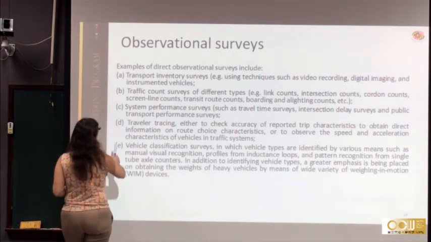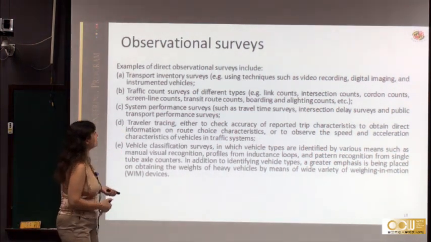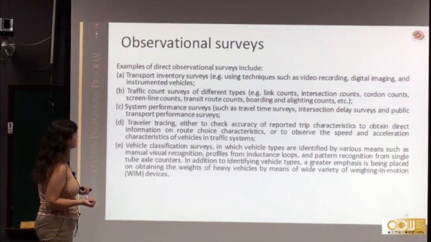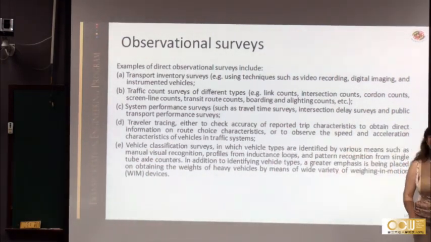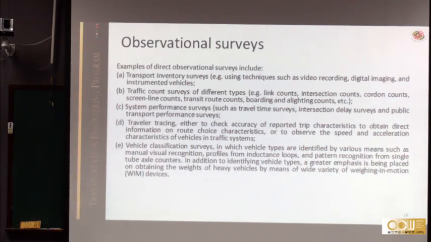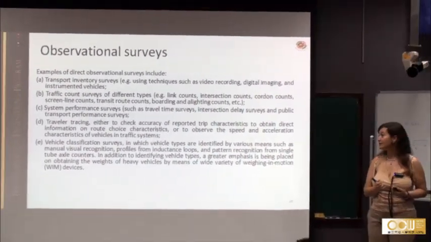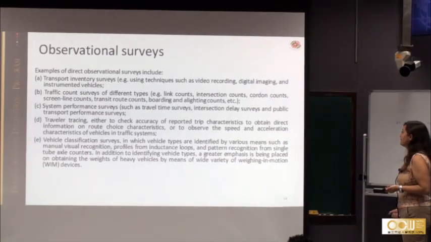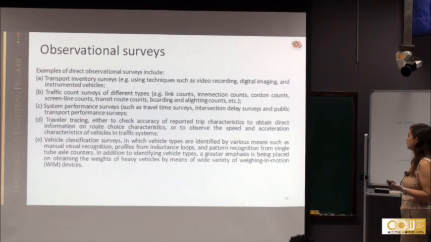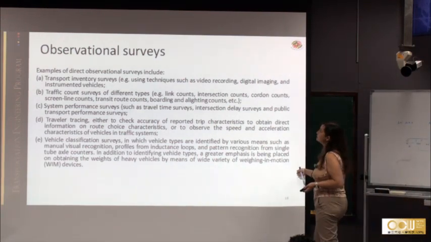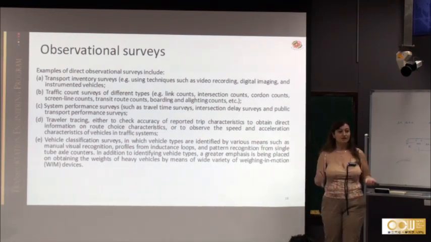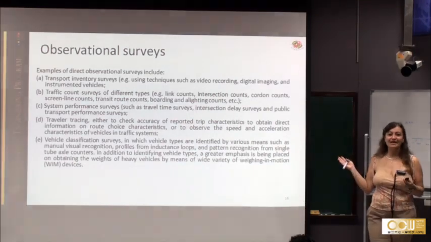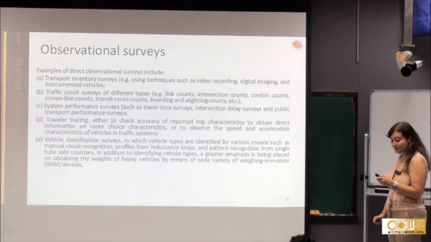Another thing that you need to know is system performance surveys, such as travel time, intersection delay, and public transport performance surveys. I have a friend of mine who is just working on public transport performance surveys. In places where public transportation is very important, like here, you want to check how they are doing with respect to travel time, late arrival, late departure, and so on. Then route characteristics: this is more about the transportation system, right? This is not telling us much about behavior. This is more about having the system under control. That's why maybe I don't use much this kind of data.